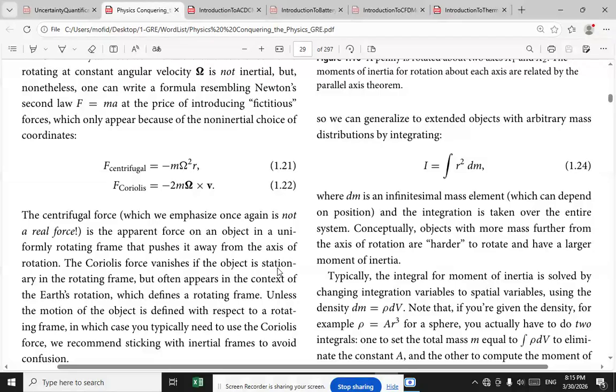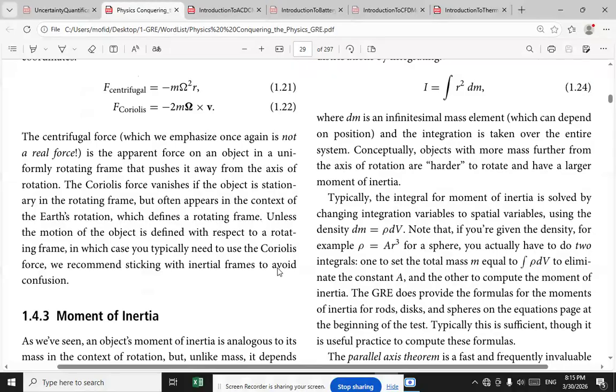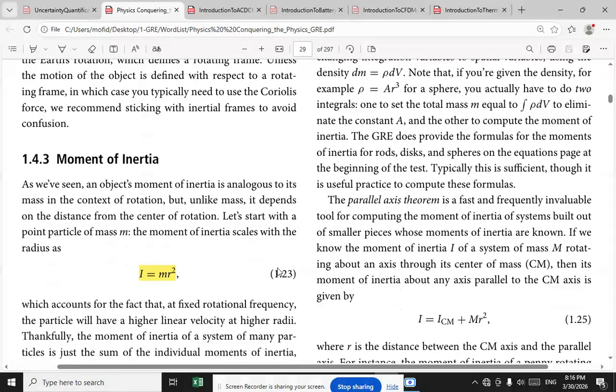The Coriolis force vanishes if the object is stationary in the rotating frame, but often appears in the context of the Earth's rotation, which defines a rotating frame. Unless the motion of the object is defined with respect to a rotating frame, you typically don't need to use the Coriolis force. We recommend sticking with the inertial frames to avoid confusion.